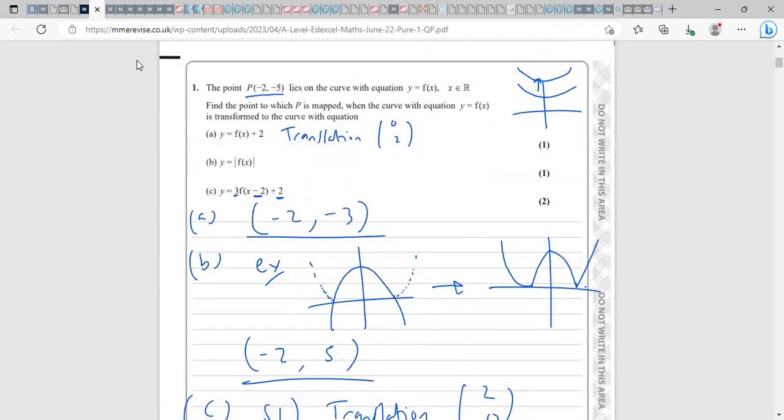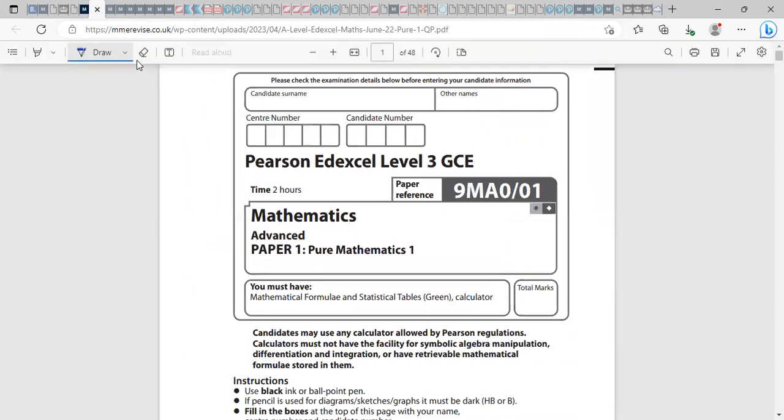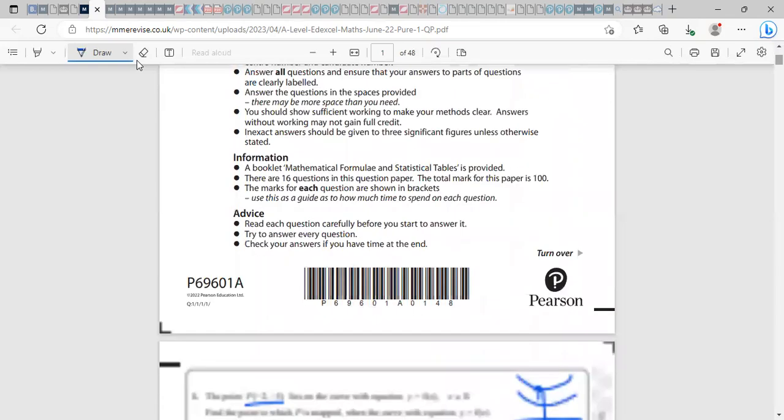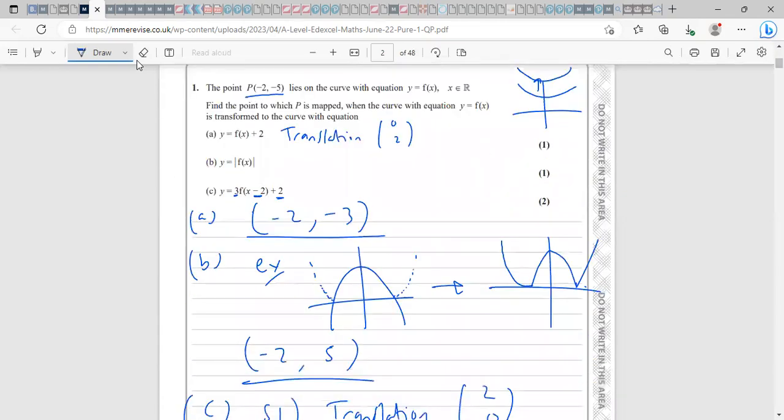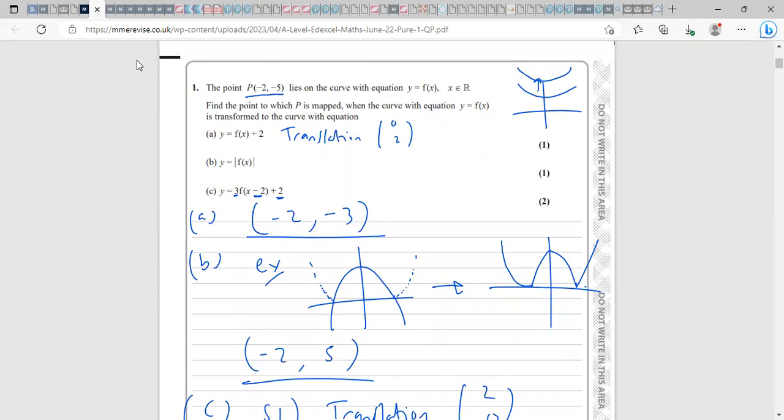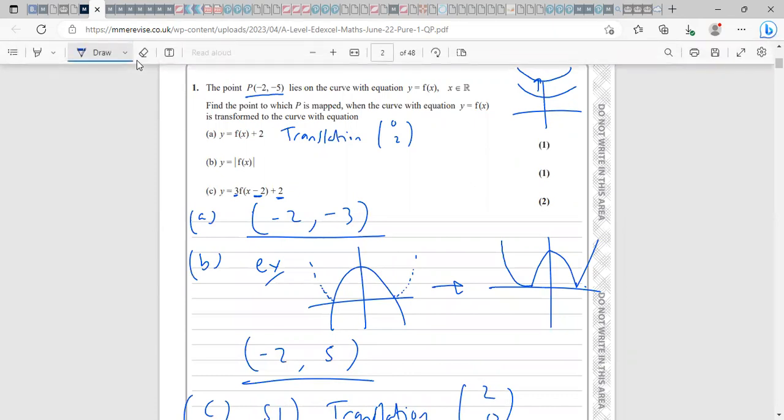So yeah, that was just a brief question, the first question on the 2022 exam, Paper 1, pure maths. It was just going through this graph transformation question, transforming this coordinate onto three different points after these transformations. So hopefully that video gives you a little bit of guidance with graph transformations.